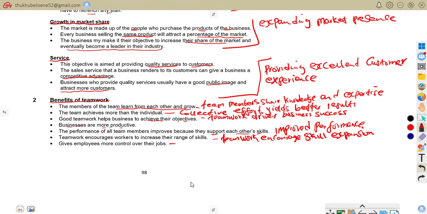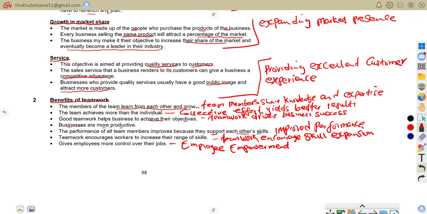Gives employees more control over their jobs. So we are talking about employee empowerment, as it gives what? Employees more control over their jobs. We are talking about employee empowerment. Teamwork gives employees more autonomy. So that is that.